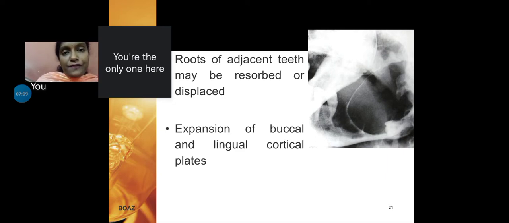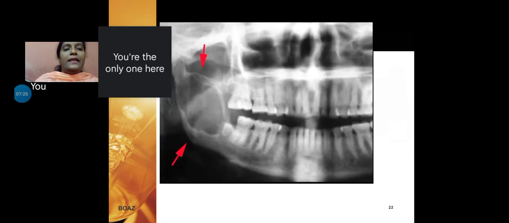important feature to differentiate between other cysts and tumors that can occur in this particular region, because almost all the other lesions will tend to involve only the buccal cortical plate without involving the lingual cortical plate. Only ameloblastoma tends to involve both buccal and lingual cortical plate.